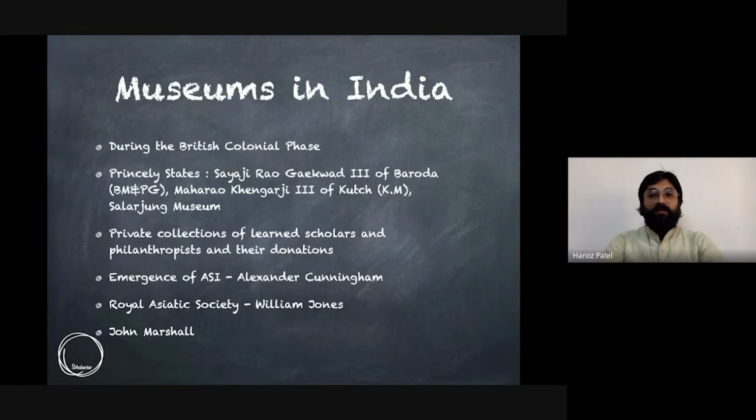There are a lot of private collectors, scholars and philanthropists in the country. They also donated their collections to further developing museums. And then the emergence of ASI, after Alexander Cunningham established ASI, a lot of the excavations and the artifacts collected in that particular phase were also displayed or presented through museums, right? Similarly, Royal Asiatic Society and William Jones and the work of John Marshall, we're all aware about it. All those artifacts and everything helped the development of museums in the country.